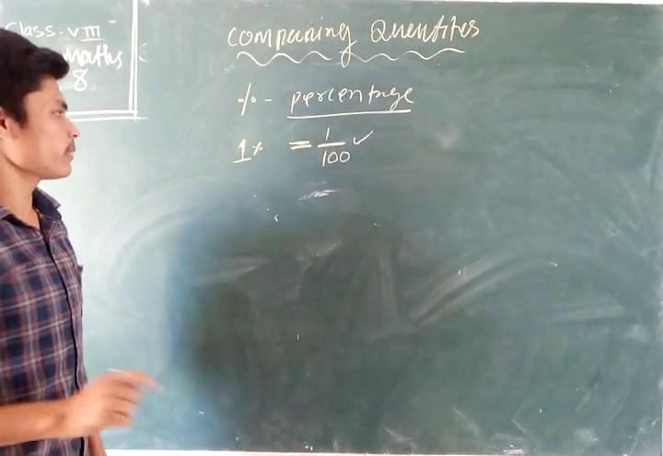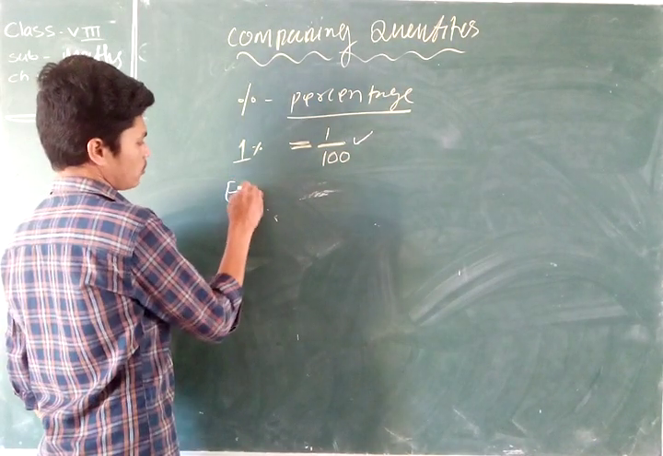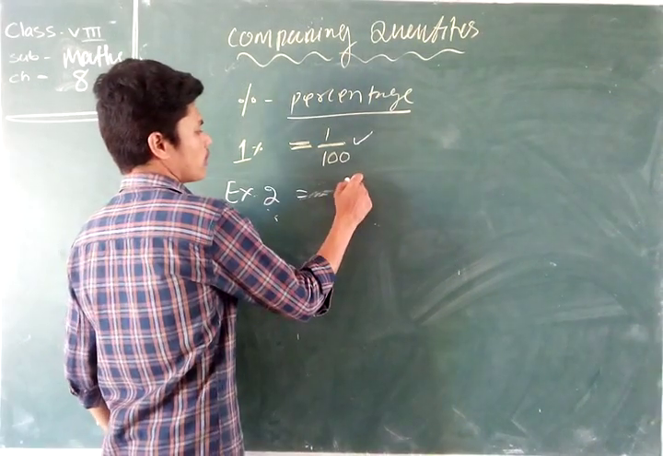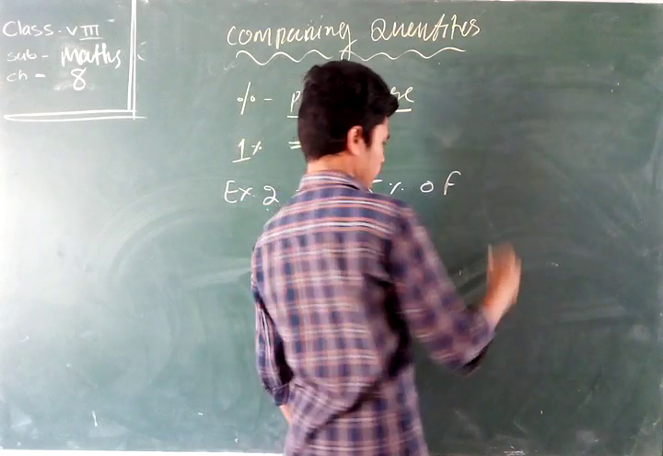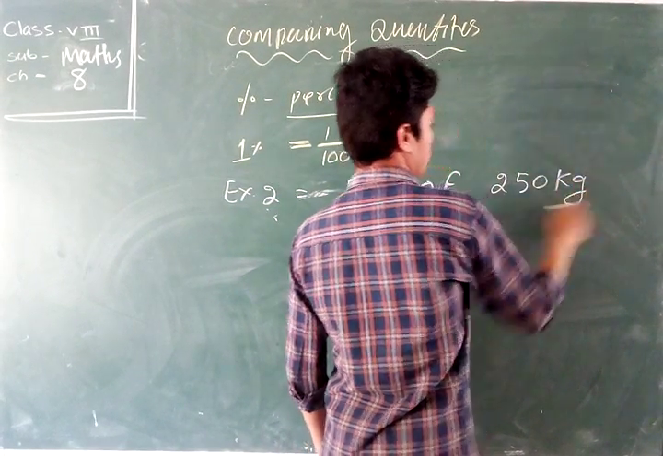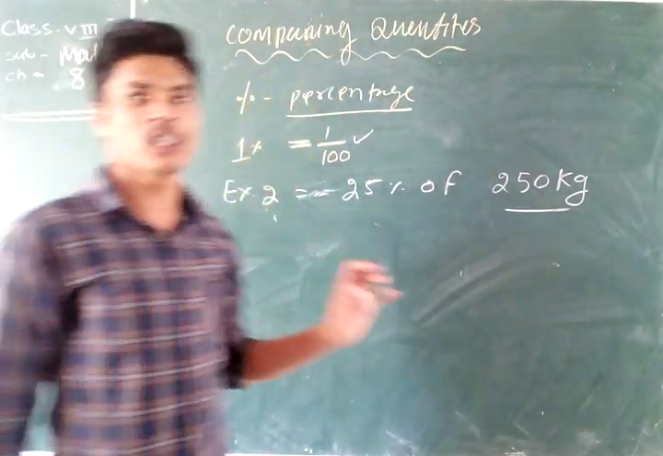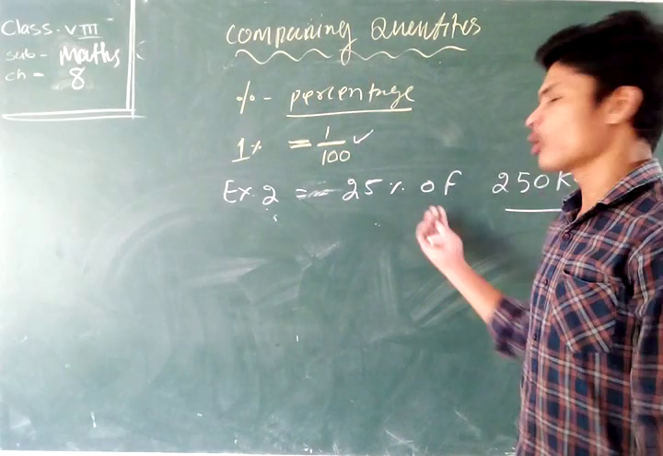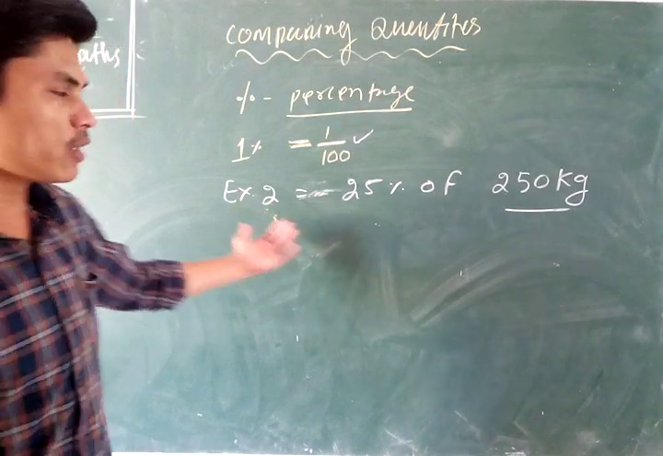Take another example. Example 2: find 25% of 250 kg. Comparing quantities means we can find any quantities, such as kilogram, milligram, meter, centimeter. All these things we can find using percentage.